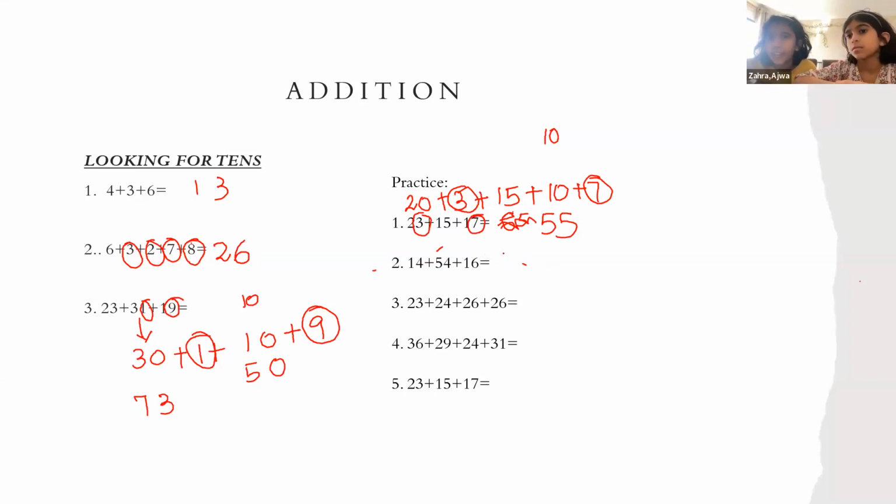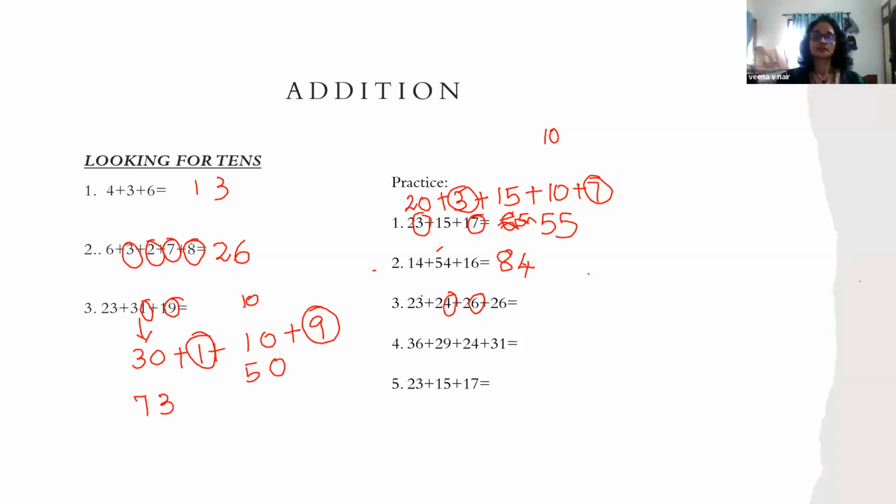Ma'am, what is the second answer? 84. Second, yes. What is the third one? Two, 3, 99. Yes. Ma'am, is the answer 99? Yes. Okay. Next one.